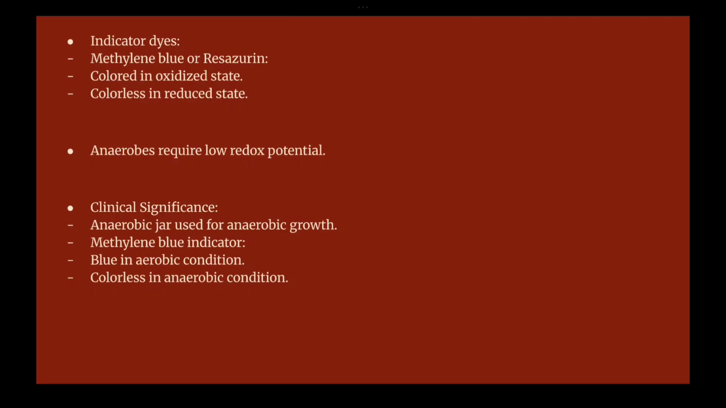The clinical significance of redox potential is that it is helpful in anaerobic jar production, which is used for anaerobic growth. The anaerobic jar is produced by reducing or accepting all the electrons present inside the chamber and causing a vacuum environment, thereby removing all the oxygen and allowing the growth of the microorganism inside. The redox potential is also used with the methylene blue indicator, where blue is the aerobic condition and the system is said to be colorless in anaerobic conditions.